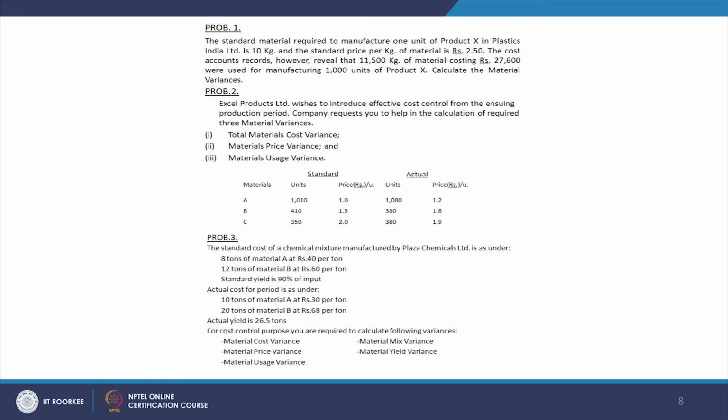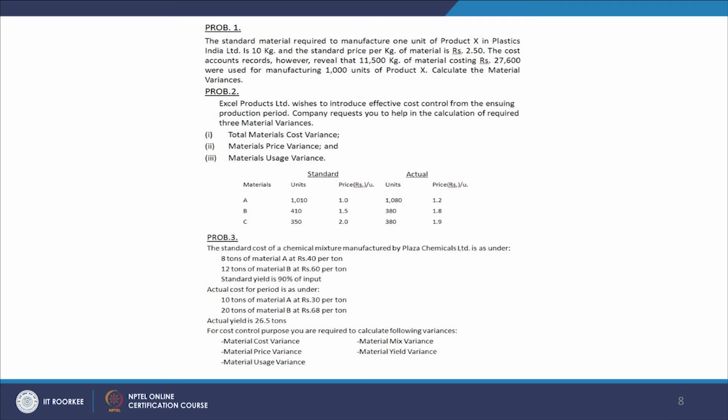We are given three categories of material inputs: A, B and C. The standard quantity is 1010 units of material A, 410 units of material B, and 350 units of material C, at prices of rupees 1, 1.5 and 2 per unit. We have devised the standard at this quantity requirement and at this price. Now the actual quantity used for A is 1080 against the standard requirement of 1010, and the price paid is also more, 1.2 as against rupees 1 per unit.